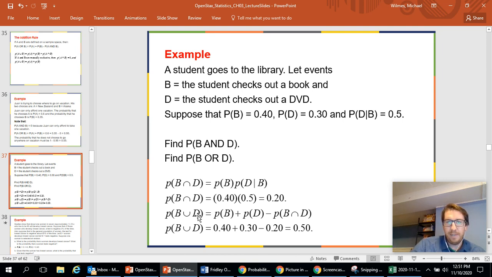How about a book or a DVD? So for that, we're going to take the probability of a book, the probability of a DVD, and then we subtract all the people that get both. So 40%, 30%, then we subtract the 20% that get both, and we end up with the 50% of the people that get a book or a DVD.